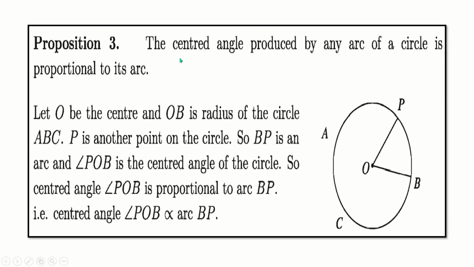Proposition 3: the centered angle produced by any arc of a circle is proportional to its arc. That means center angle POB is proportional to the arc PB. That means this is the angle produced by the arc PB.